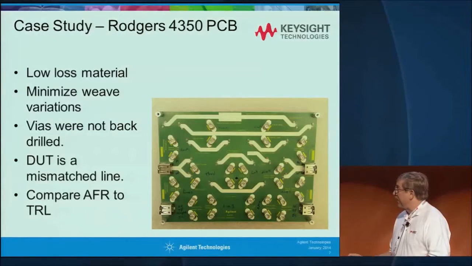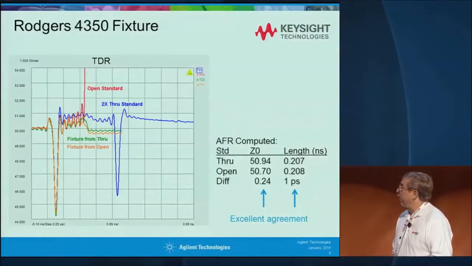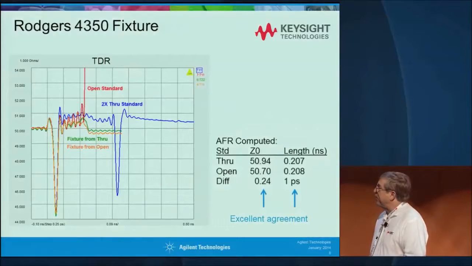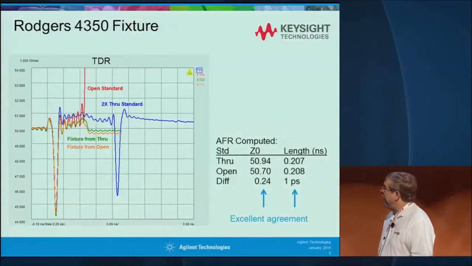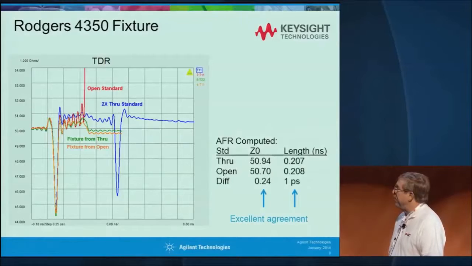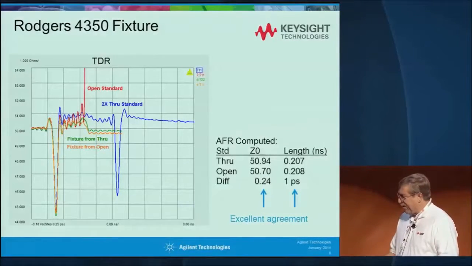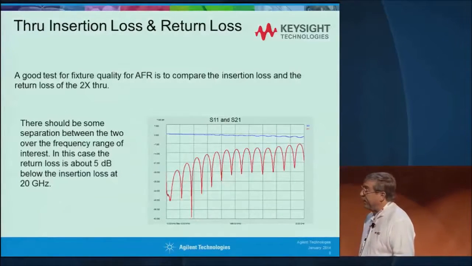So I went back to use the same board again. And I'm using it with the one port. So I just used the reflection on there. And if I look at the fixture models that I generate, based on the through or based on the open, the difference of impedance is about 1/4 of an ohm, and the length difference is about 1 picosecond. So we're generating very good correlation between the two, but really the answer is, okay, that looks nice, but what happens if I really try to use these fixtures and measure a device under test?